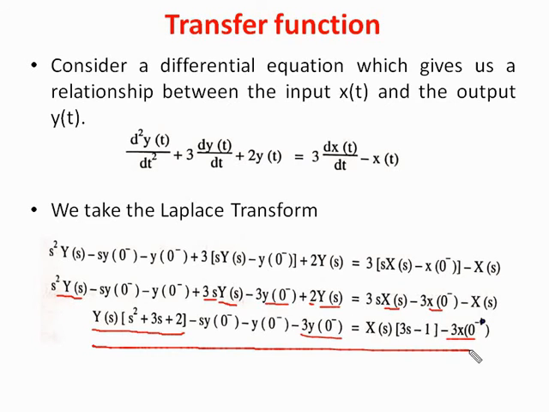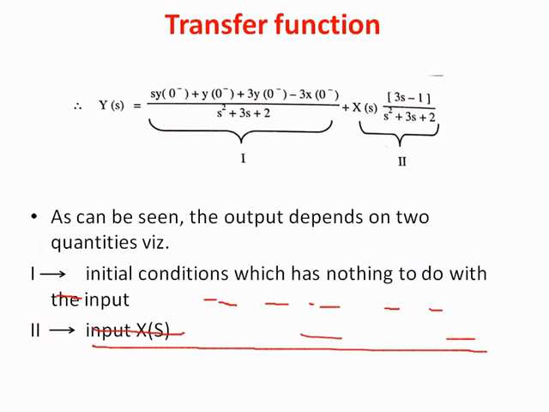If we solve this equation, Y(s) becomes this. Y(s) equals s y(0) plus y'(0) plus 3y(0) minus 3x(0) divided by s square plus 3s plus 2, plus X(s) times 3s minus 1 divided by s square plus 3s plus 2. So here we get two parts. This is part 1 and this is part 2.